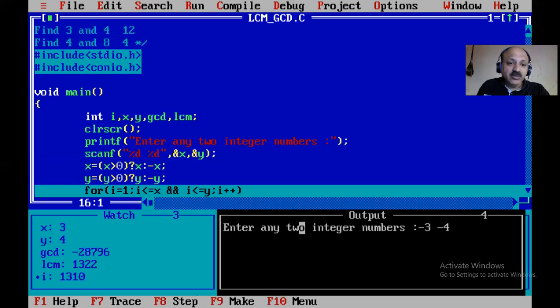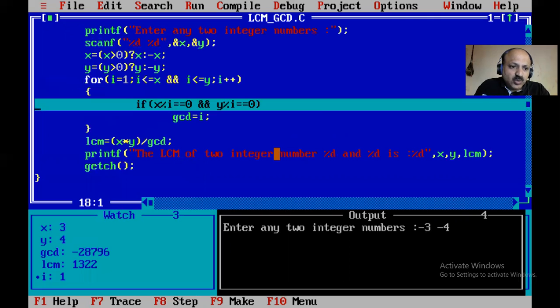So I give the message enter any two integers. Otherwise you cannot take these two statements. You can take the message enter any two positive integer numbers, that type of message. If the user enters a negative number, we can convert it to positive. So you can write these two lines. So there is no worry, no problem.